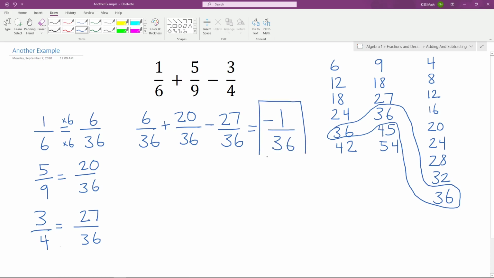Now remember, if I really wanted to, I could also rewrite this fraction and combine the numerators like this into one fraction. So 6 plus 20 minus 27 all over 36. And this also equals -1 over 36.